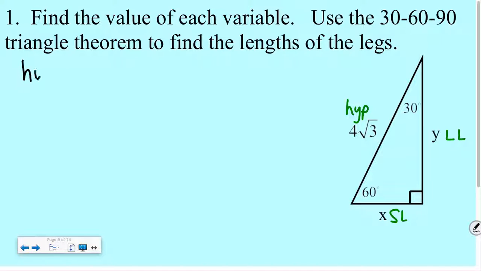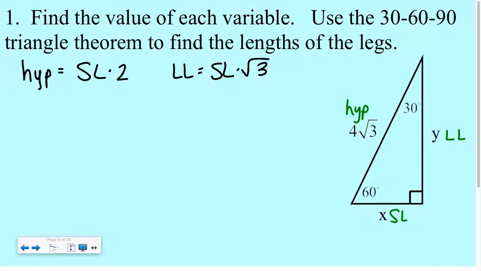On the top, we have 2 rules. One of them says hypotenuse equals what? Short leg times 2, good. And the other one says the long leg equals, good, short leg times radical 3. So from here, you have to look at what's given to you to decide what rule to use. You're not always going to use the same rule to start every time, because it depends on what they give you.